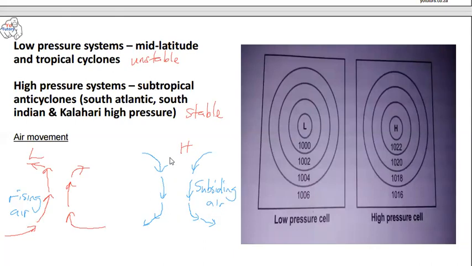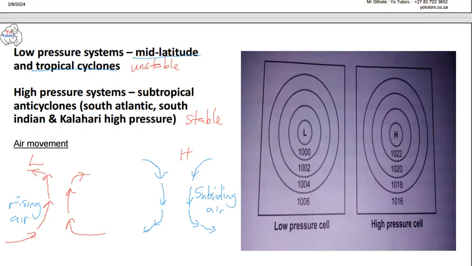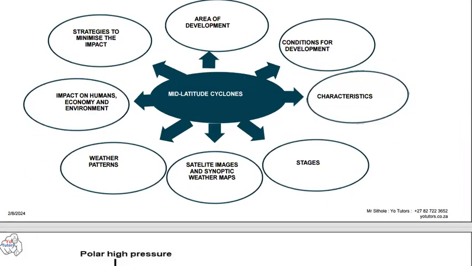Okay, so they converge at the top and diverge at the bottom. So that's how the air circulates in high pressure and low pressure systems. So we're going to be dealing with low pressure tropical cyclones and mid-latitude cyclones, and also high pressure systems, which are your anticyclones: South Atlantic, South Indian, and Kalahari high pressure. Okay, but today we are only looking at mid-latitude cyclones.